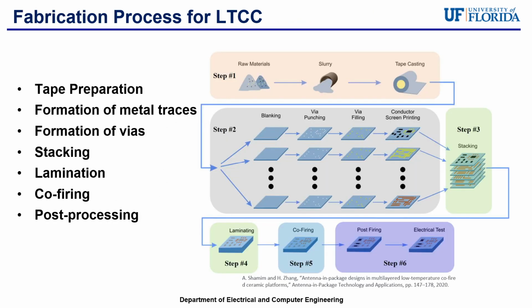stack up. The fabrication process for LTCCs starts off with step 1, which is tape preparation. So it goes from raw materials to slurry to tape casting. Step 2 is the formation of metal traces and vias, where the layers are blanked, and then they punch in the vias and fill the vias. And then after that, the conductors are printed onto the ceramic tape. Step 3 is stacking. After step 3 is lamination, then co-firing, and then post-processing, which includes post-firing and electrical testing of the AiP.